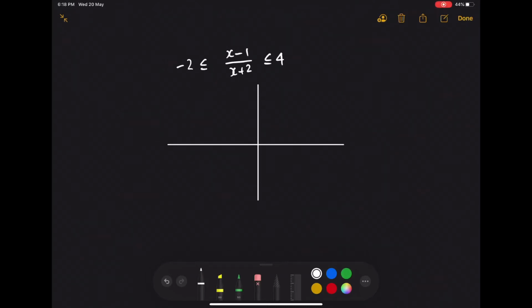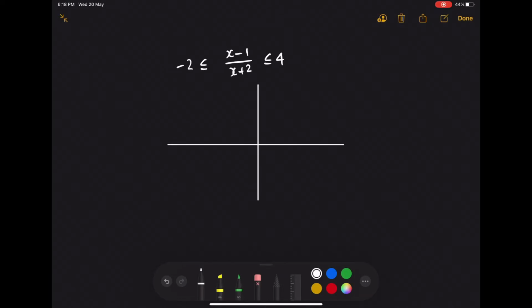So for today, we are going to solve this kind of inequality question. In order to do that, you can see that we have three things here. We have now -2, we have our fraction, we have 4. So we are going to let those be equal to y, and sketch them on this axis.